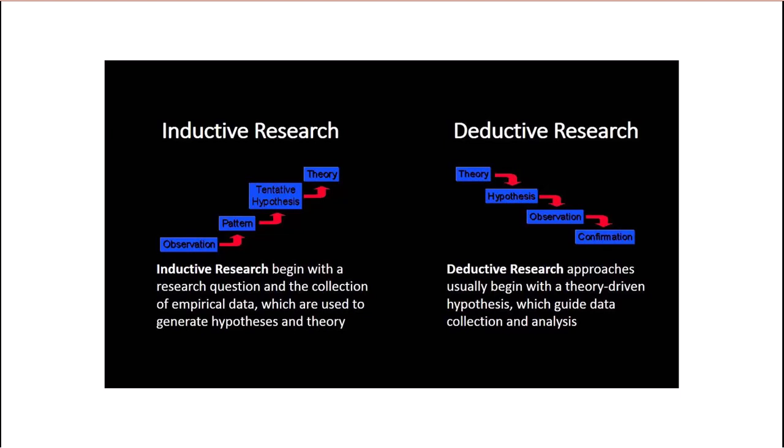Deductive research starts with a theory. We come up with a specific hypothesis drawn from that theory. We go out and collect observations in order to test that hypothesis, and then we confirm or disconfirm our hypothesis. So the deductive approach usually begins with a theory, then a hypothesis, data collection, and finally the analysis.